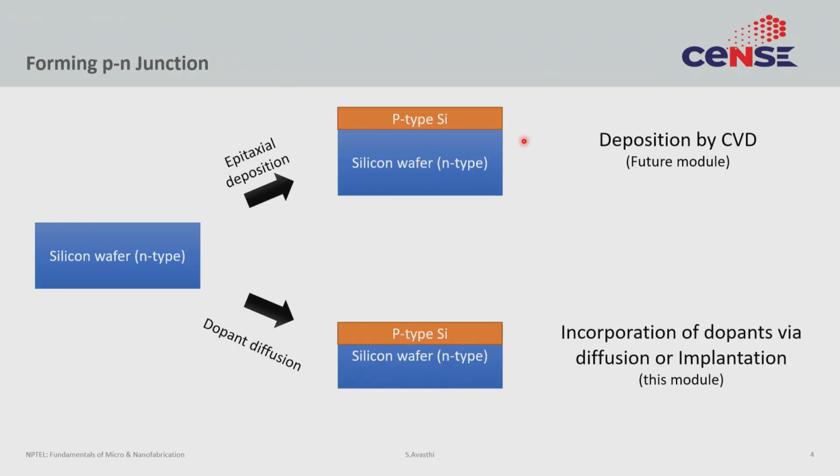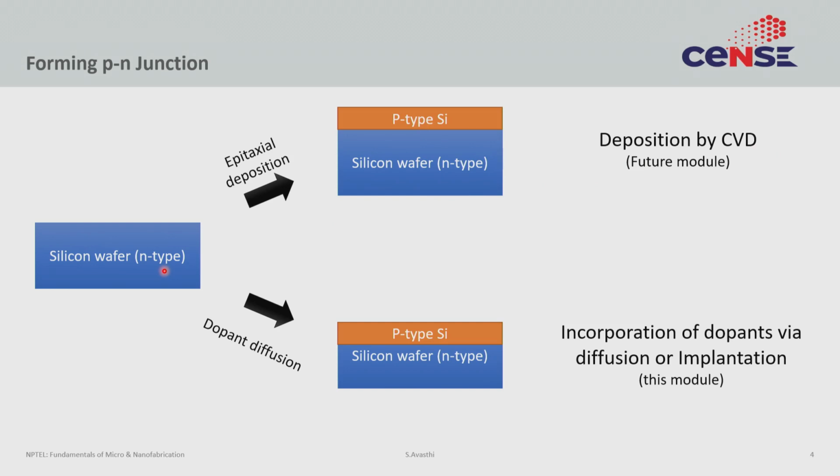So, how do you form a p-n junction? Very simply speaking, there probably are two ways. One is that you deposit a p-type material on top of the n-type material. So, you take your silicon wafer and you deposit p-type silicon on top. This is what would happen, say, in a chemical vapor deposition process, and that would be a future module that we will do next week probably.